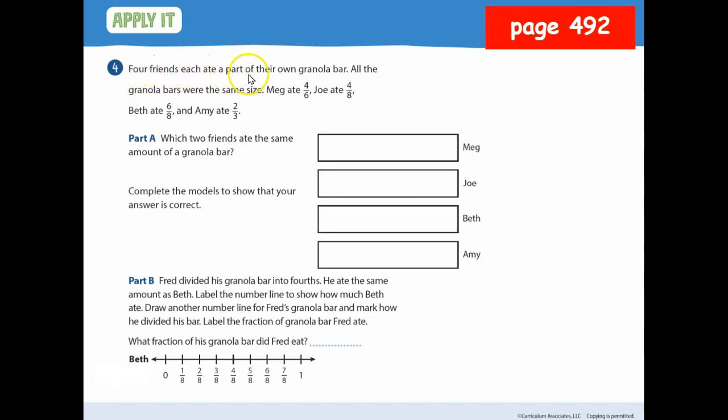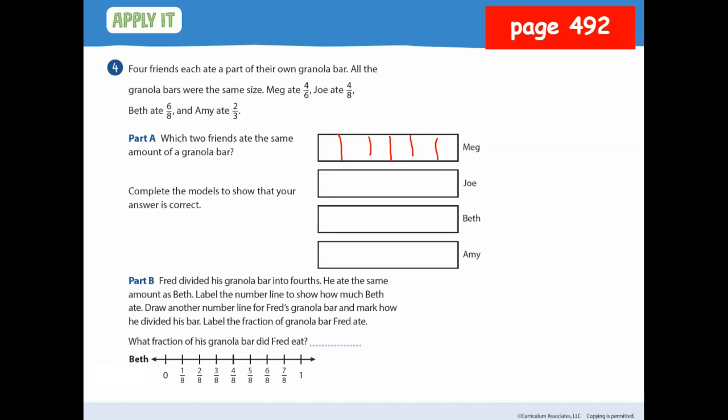It says 4 friends each ate a part of their own granola bar. All the granola bars were the same size. So we got Meg, Joe, Beth, and Amy. Meg ate 4/6. So how many sections am I going to divide Meg's granola bar into? My denominators tell me how many sections I need, guys. So Meg's has how many sections? 6. Something like this.